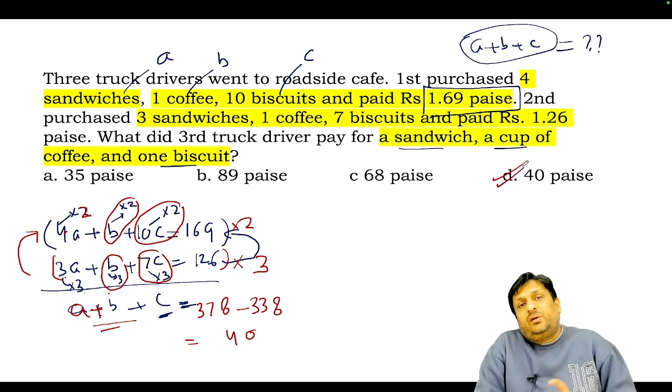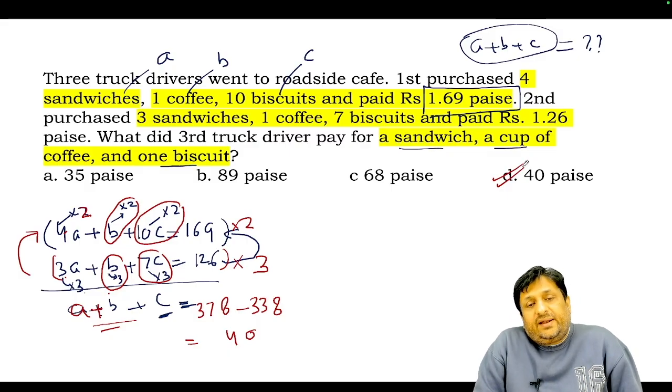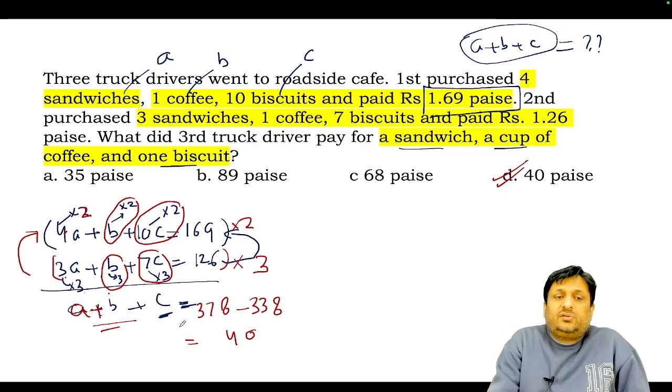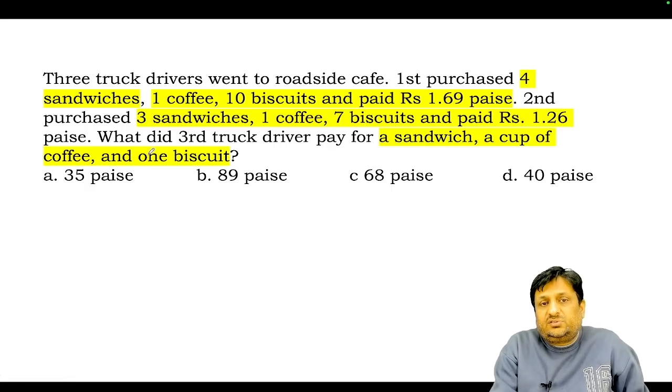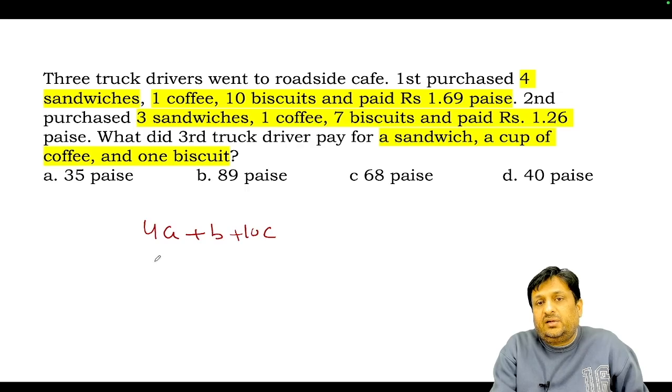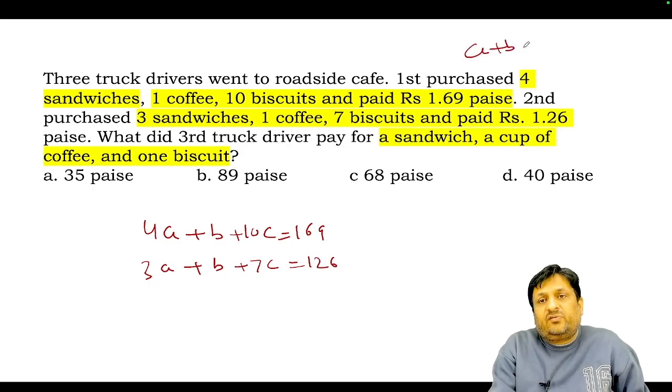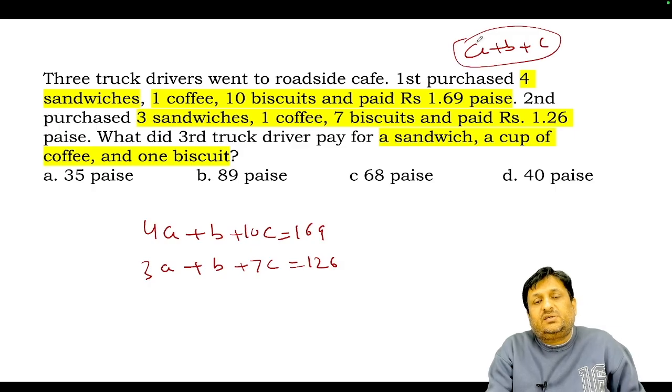Now, if you are not able to get it through observation, there is a longer method. So what is the longer method? Let us rewrite the equations. The first equation was 4a plus b plus 10c equal to 169, and the second equation was 3a plus b plus 7c, which is 126. And what do I need to calculate? A plus b plus c. So I will keep this in mind.